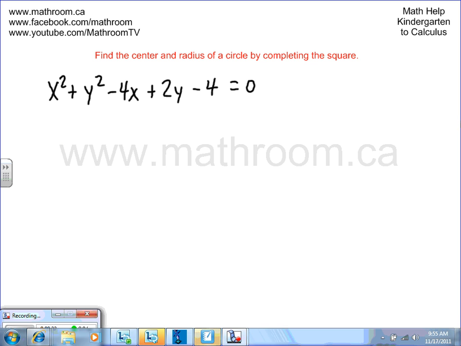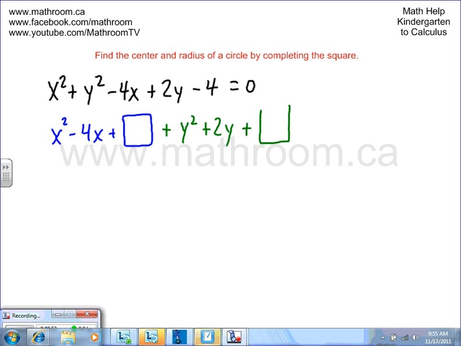First, we're going to organize the x's, x squared minus 4x, and we're going to put a plus something here. Then we're going to put the y's, plus y squared plus 2y, plus something here. And we're going to take that minus 4 and put it over to the other side. So we're going to add 4 to both sides, so we can put equals 4.